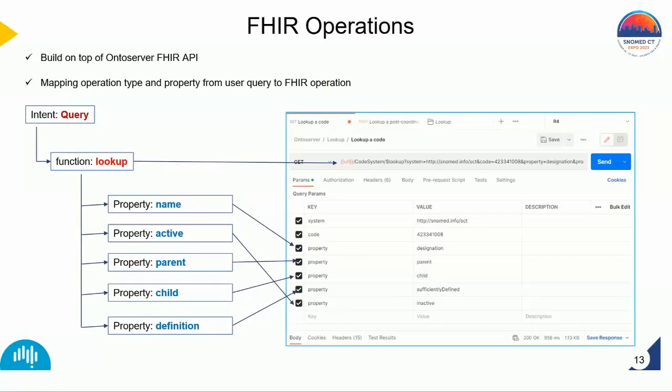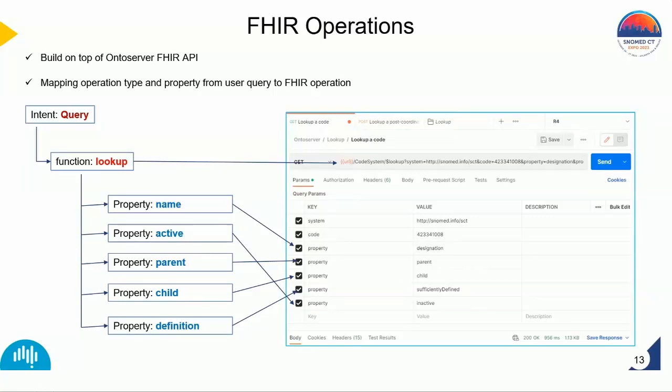If semantic search returns a SNOMED code for a given query, FHIR operations explore this code further in SNOMED CT to obtain additional information. OntoServer offers a wide range of FHIR API functions for working with various features of concepts in a terminology system. In our demo version, we have fine-tuned GPT-3 within the text-to-structure component to recognize lookup operations for retrieving fundamental features of a given concept.